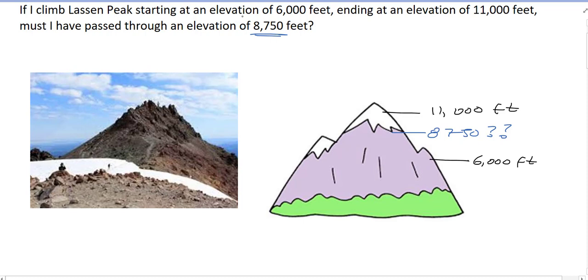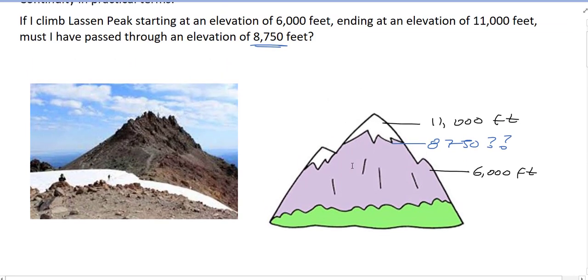This is an example of my hiking path being a continuous path. So I am hiking a continuous trail, and so I have to have passed that. So the elevation is also a continuous function. In order to go from 6,000 to 11,000, I have to have passed every value in between. It would be really scary to be skipping some elevation values, like where a black hole happens, right? You skip part of it, so you don't want to do that.